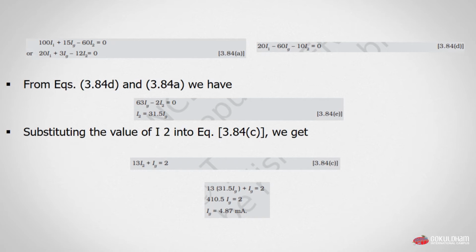Now substituting the value of I2 in the equation 3.84c, we get 13 into 31.51 Ig plus Ig is equal to 2, which will give 410.5 Ig is equal to 2, and hence we have the value of Ig is equal to 4.87 mA. So this is the solution for our example 3.8.